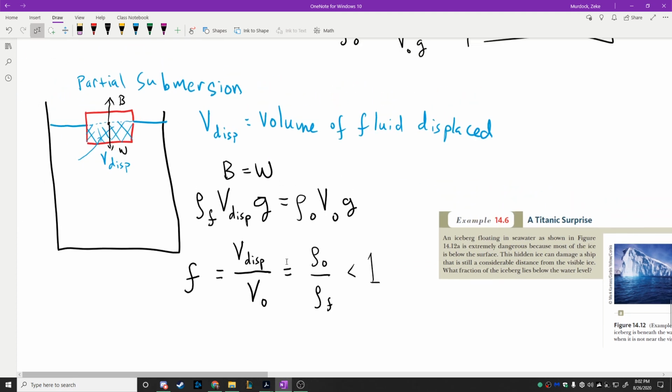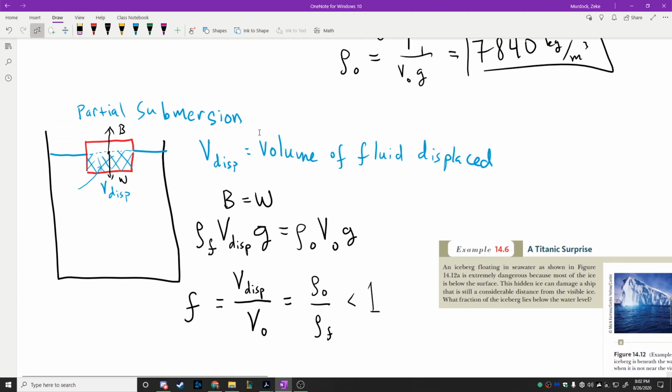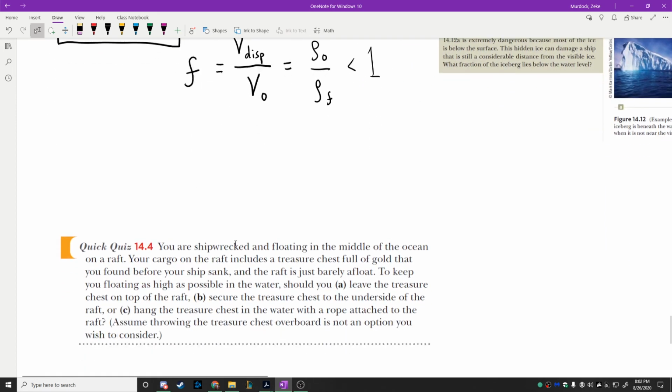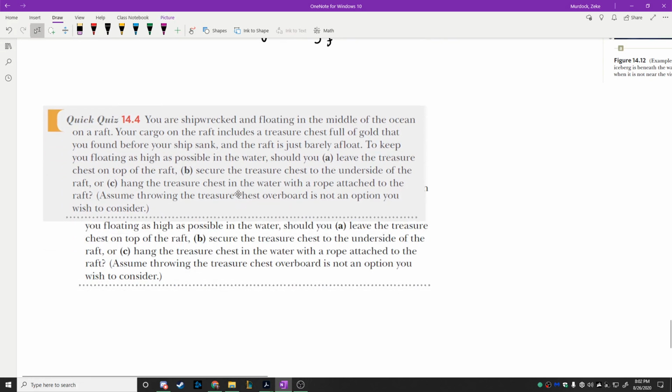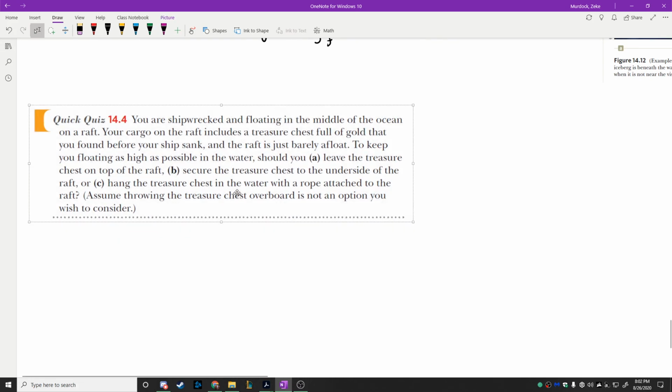Okay, so that's partial submersion. You're going to see some homework problems related to this, which involve, like, someone stepping on top of this. How much farther does it sink down? Okay, the last thing I want you guys to think about, and you can either answer this now or another time, but I want you to think about it, and we'll talk about the answer next time.